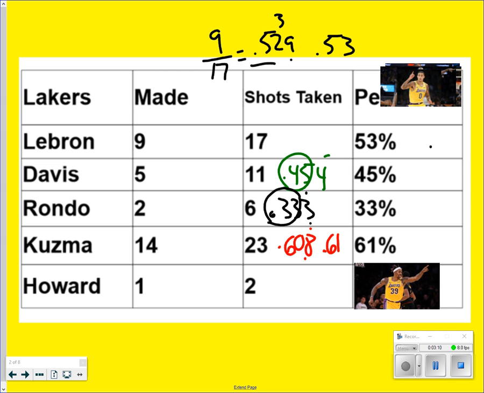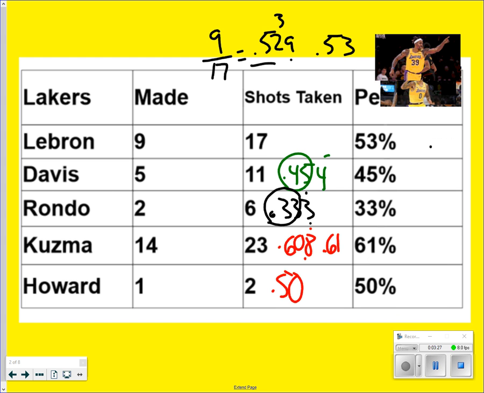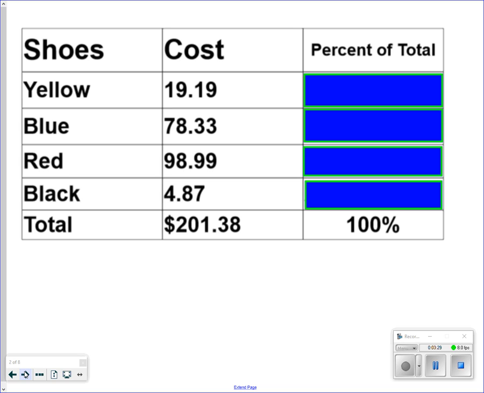He shot 1, or he made 1, I apologize. He shot 2 baskets, so 1 divided by 2 gives us 0.5 as my decimal. I'm going to put another 0 here so I can convert it into a percent easily. That's 50%.